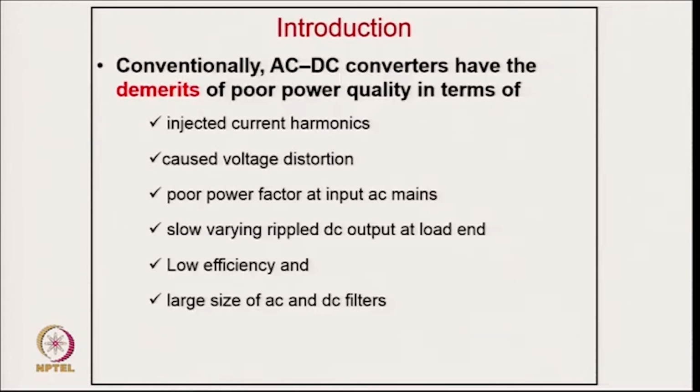Well, conventional AC/DC converters have the demerit of poor power quality in terms of injected current harmonics, which causes voltage distortion at the point of common coupling where they are connected. They also have poor power factor at the input AC mains, cause slow varying ripple in the DC output at the load end, and have low efficiency and large size of AC and DC filters, if you are using filters to get the right input and output power quality.